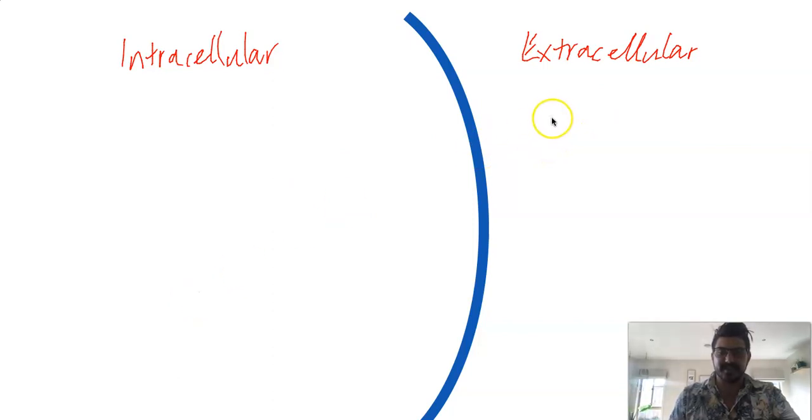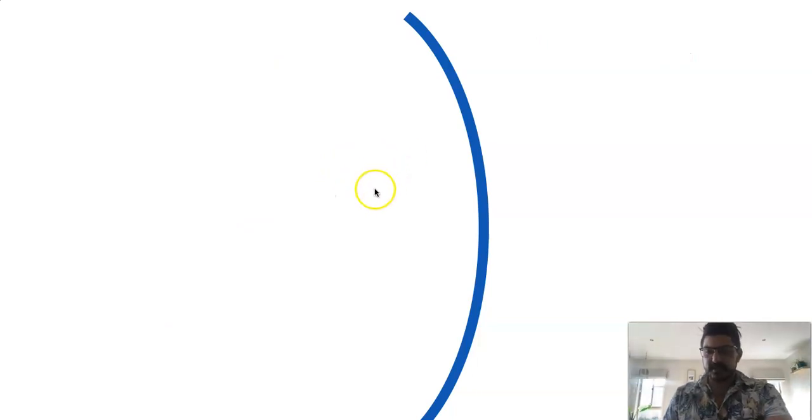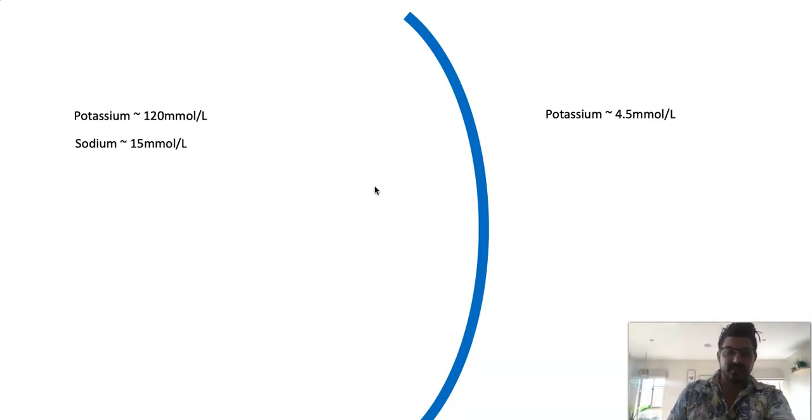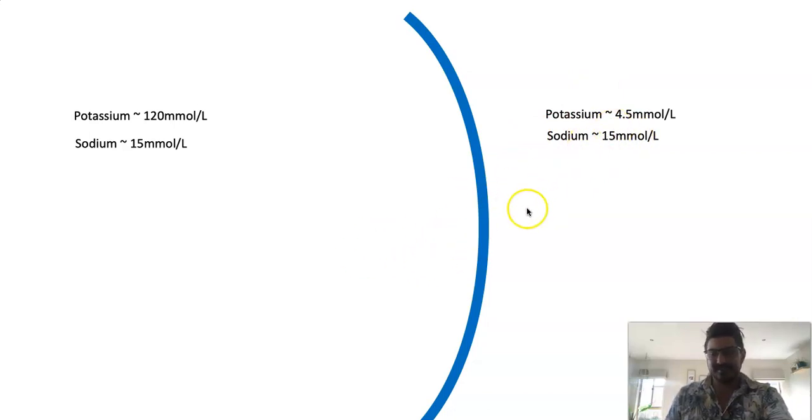Now, because of the way the animations work, I do have to get rid of the words. But if we have a bit of a look at some of the dissolved substances, or the molecules that exist in our bodies. Potassium exists inside the cell at around 120 millimoles per litre. Outside of the cell, it's only about 4.5 millimoles. Inside the cell, we're going to have about 15 millimoles of sodium. Outside, I think it's meant to be 150. Sorry, that's 150 millimoles outside. But yes, okay. First error.